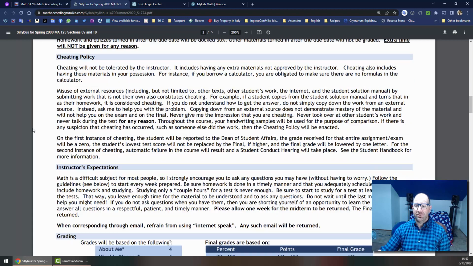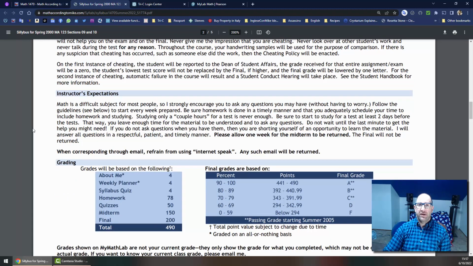Okay, instructor's expectations. I know that math is difficult. I've been doing this for, covering face, so not to reveal age, many years.